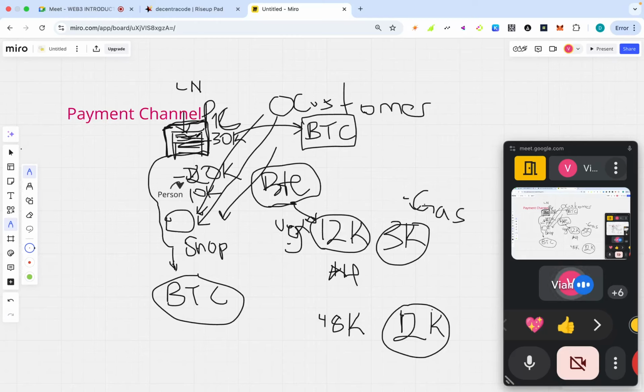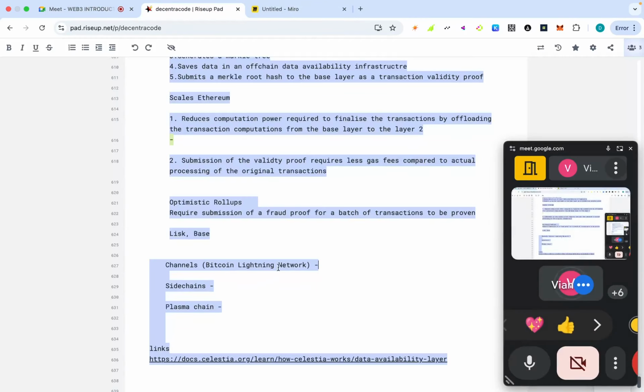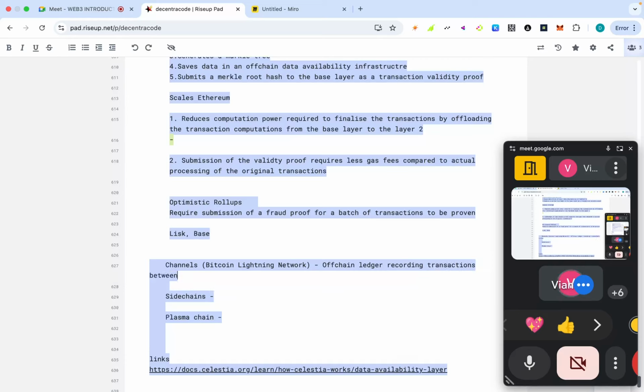So that is exactly how a channel works, and that is how the Bitcoin Lightning Network works. It's just an off-chain ledger recording transactions between two people that have a payment channel.